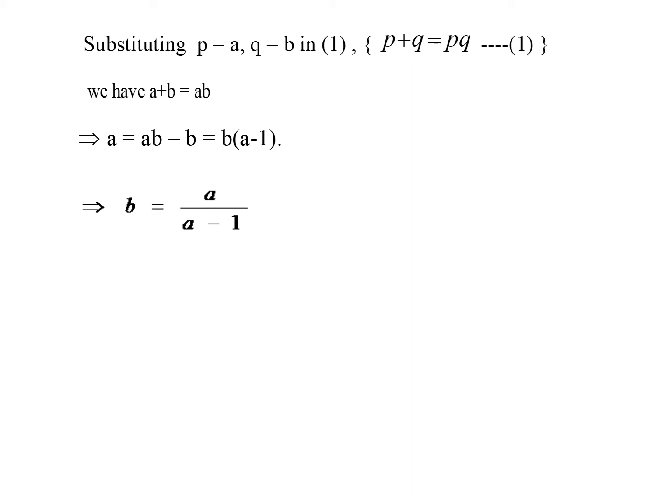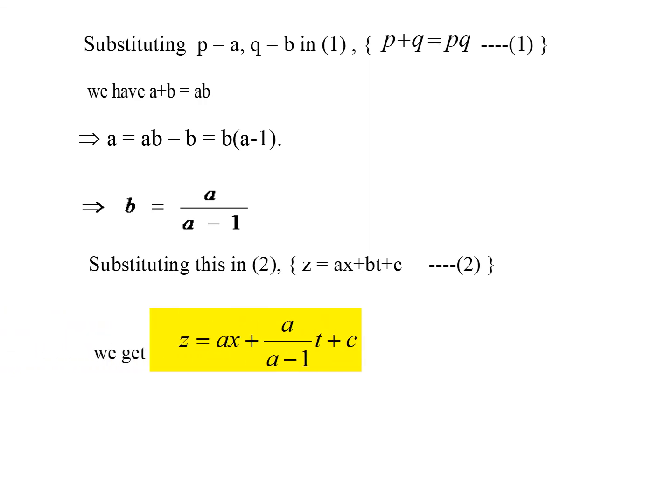Let us now substitute this value of b in our assumed solution. What was the solution we assumed? z = ax + bt + c. So in place of b, when we substitute this answer, we have z = ax + (a/(a − 1))t + c.